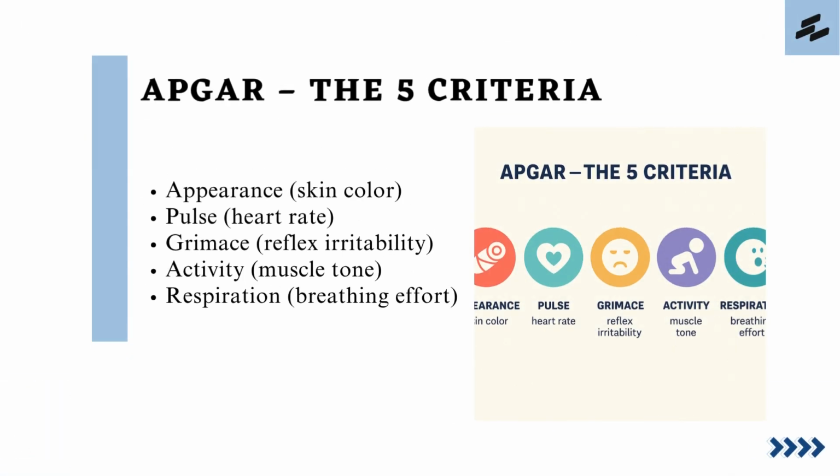APGAR, the 5 criteria. The 5 criteria assessed in the APGAR score are appearance, which refers to the baby's skin color, pulse or heart rate, grimace, meaning reflex irritability, activity, which indicates muscle tone, and respiration or breathing effort.